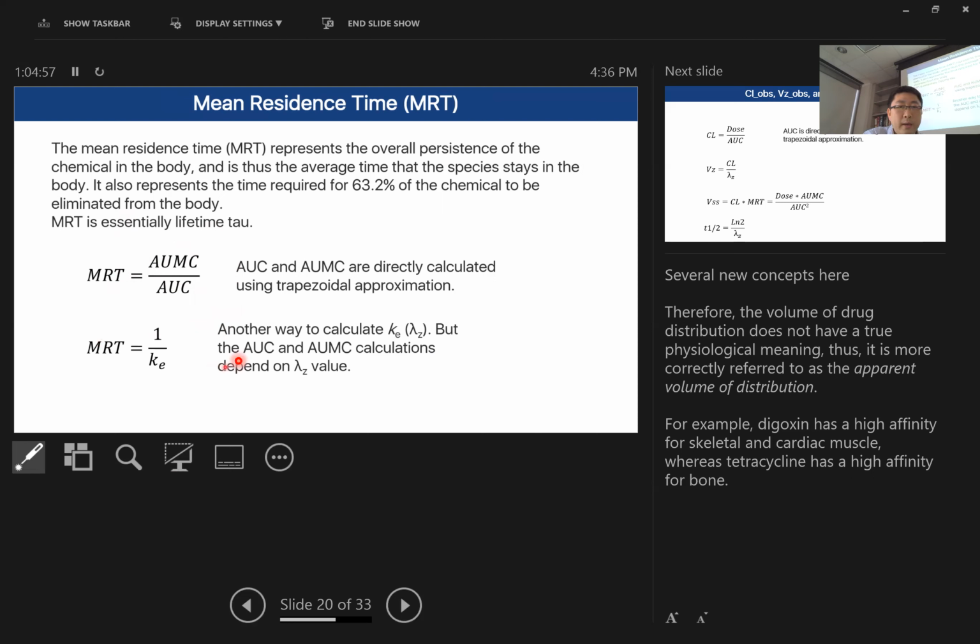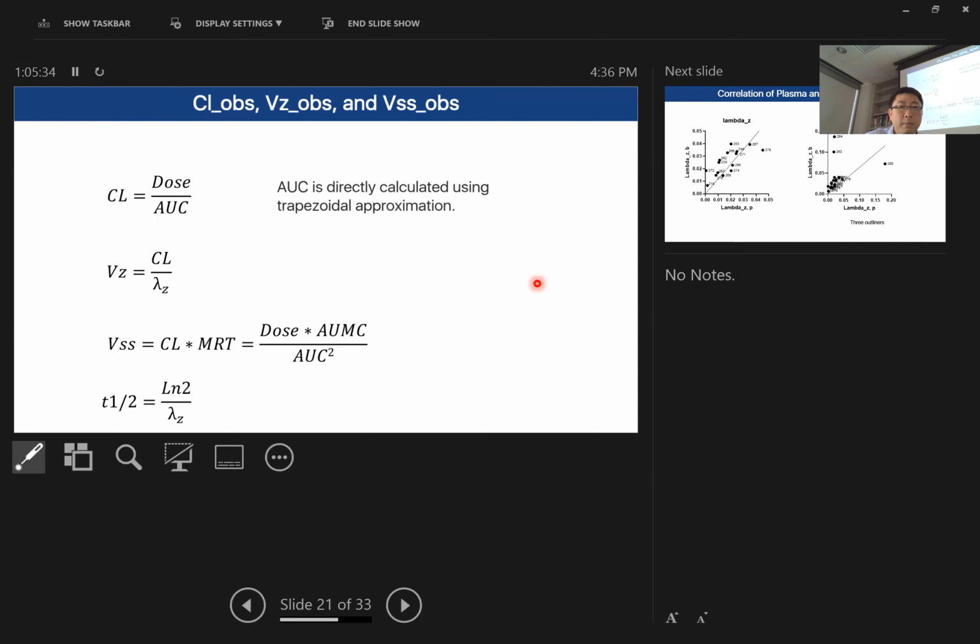And another way to calculate the KE or lambda Z, you can also use the lambda Z to calculate this MRT. But like I said, this is generally how people do this, AUMC over AUC. It's mostly because these numbers are less biased, basically more reliable.